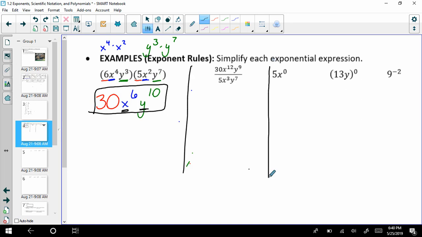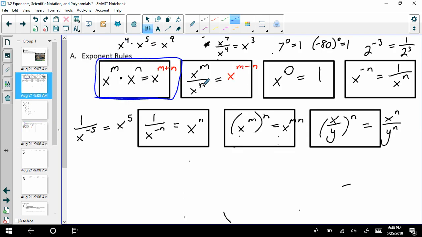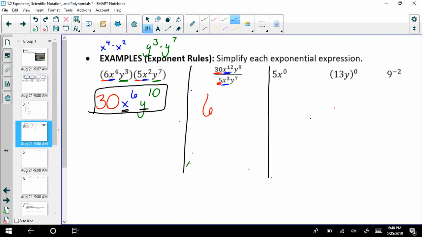This time I'm dividing, so let's start with the numbers first. 30 divided by 5. We get 6. Now let's do the x's. X to the 12th divided by x cubed. So if I want to divide those, if I look at my properties, it's this second one. If I'm dividing, I subtract the exponents. So 12 minus 3, I get x to the 9th.